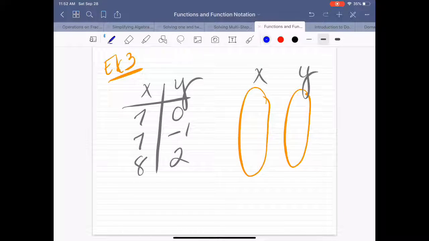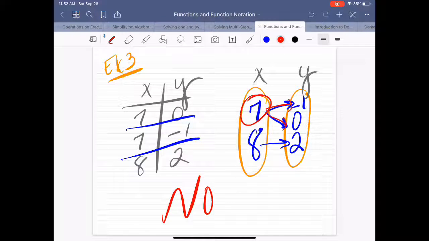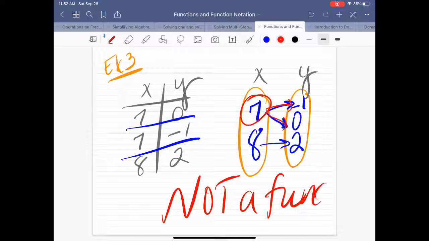Example 3. On this one, we have a table. It's still a relation. So let's see if it is a function or not. Let's list the x values, 7 and 8. The y values are -1, 0, and 2. And let's map it out. The first ordered pair is (7, 0), (7, -1), and (8, 2). Is it a function or not? So let's look at the mapping. This x value is paired with 2 y values, so no, not a function.